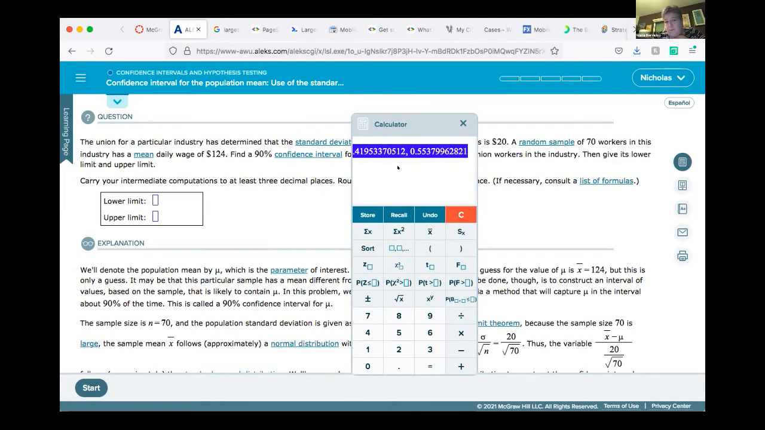Okay. 0.41954, 0.55379. We're going to need to round these numbers. Okay, so far so good. I don't know how many decimals they want. It says three decimals.